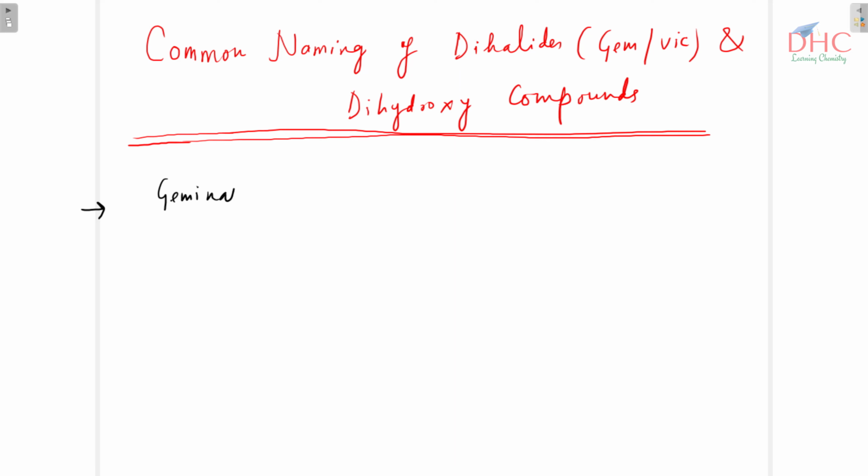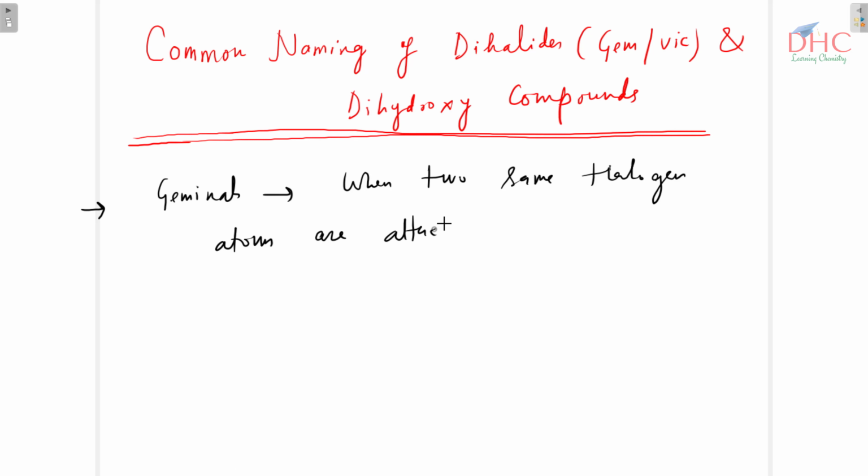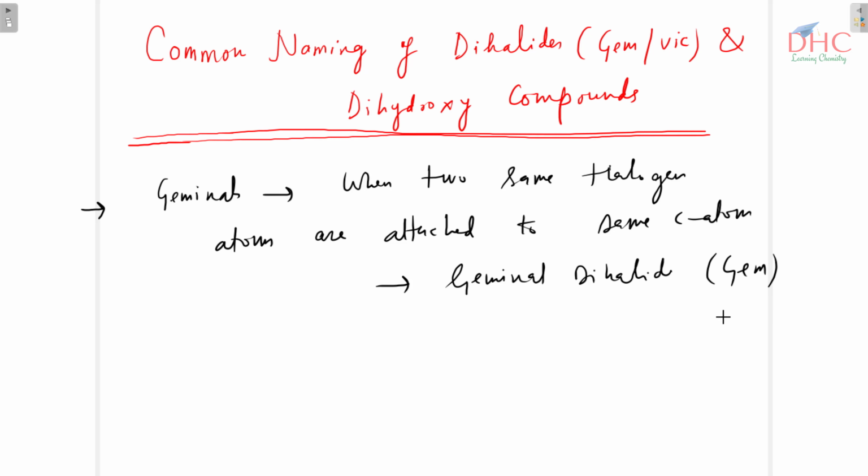As far as geminals are concerned, or we can say geminal dihalides, when two same halogen atoms are attached to the same carbon atom, the compound is called a geminal dihalide. Geminal dihalide, or we can say gem dihalide, or simply geminals. Now, how are they named?